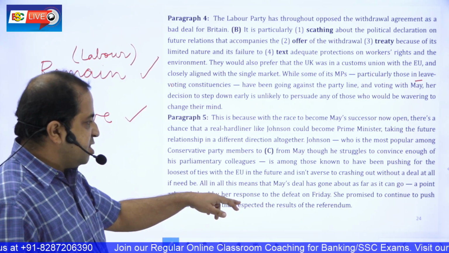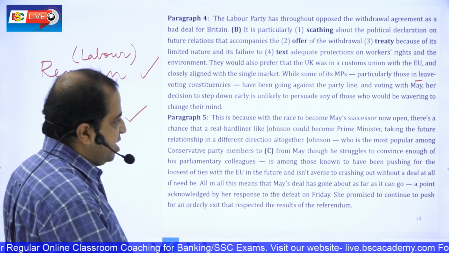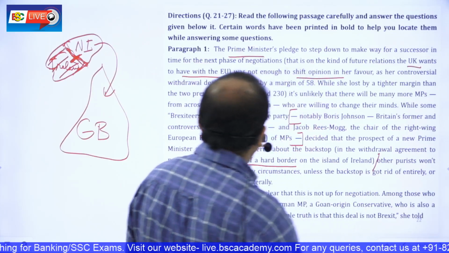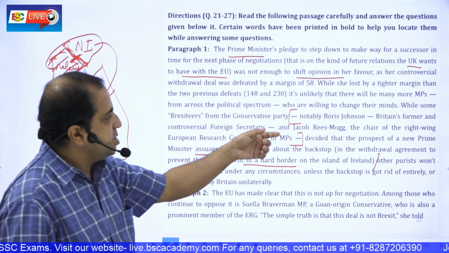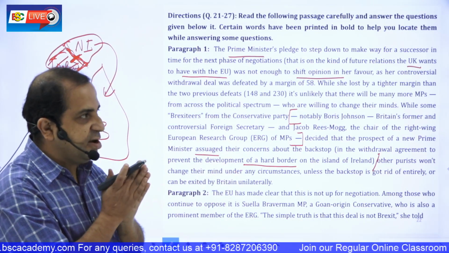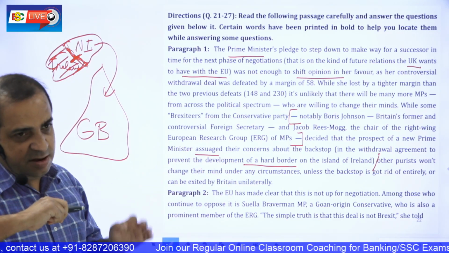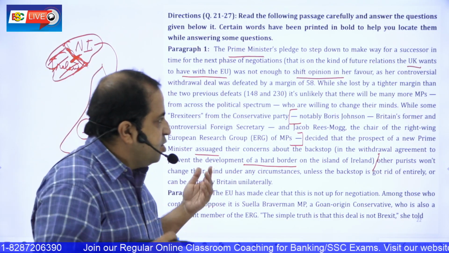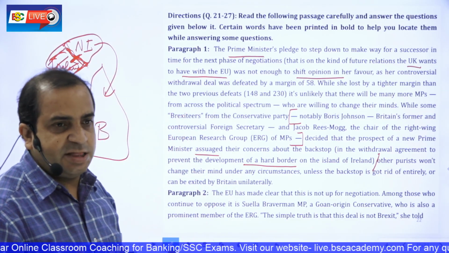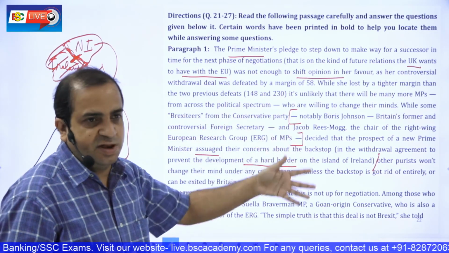All in all, this means that May's deal has gone about as far as it can go. Now we have seen as far as it can go. Why? Because a margin of 230, a margin of 148, a margin of 58. A margin of 58, that's the best possible scenario. Now her situation cannot improve more than this. She can't dream of having something better than this. So in any case, she is going to lose, and she did lose, in fact.